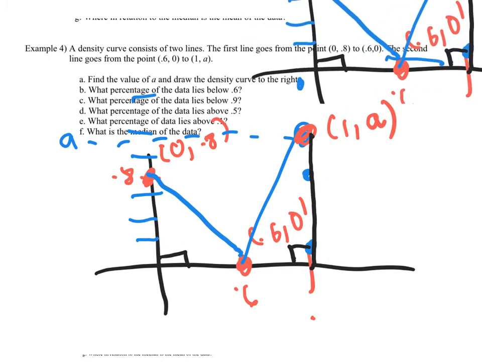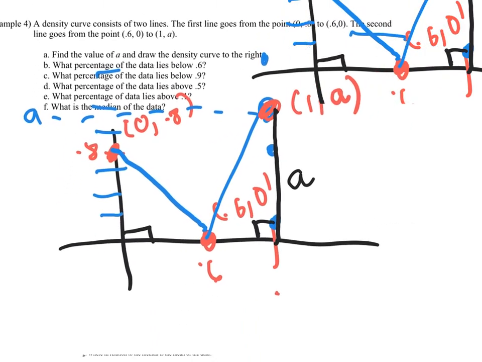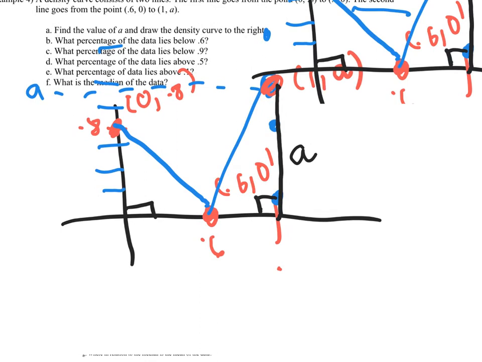What is the problem asking us to do? It's to find A. Find the value of A. So in order to do that, let's use what we were just talking about. Didn't we say the total area is 1? So the total area has to be the area of triangle 1, right here, plus the area of triangle 2, right here. Does that make sense so far? Yes.